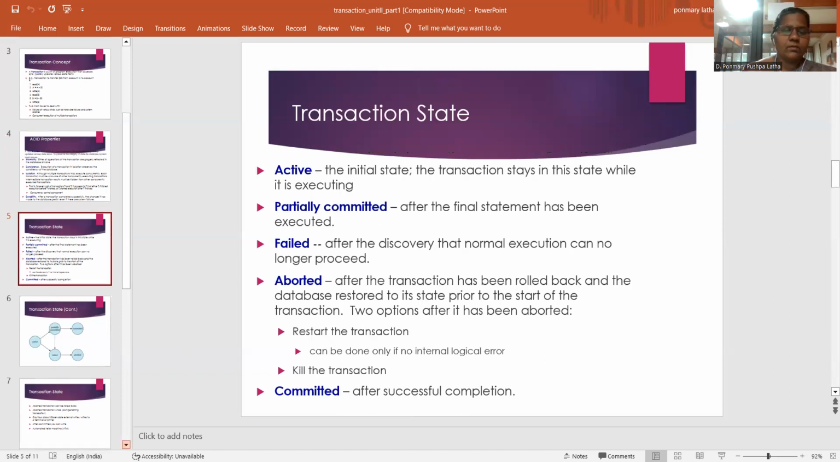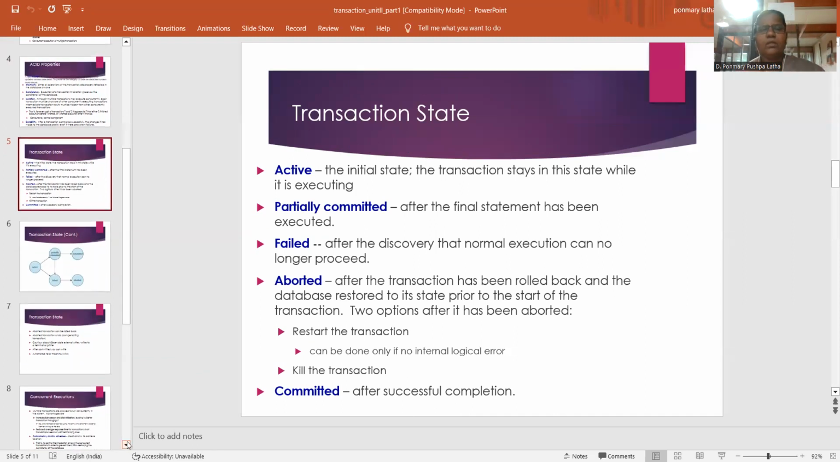Now we are going to talk about the transaction state. There are different states in the transaction. One is the active state. In this state the transaction is executing, the transaction is alive. Then partially committed. It is not fully saved, only a partial amount of execution has been saved. Then failed: the transaction can no longer proceed. It is a failure.